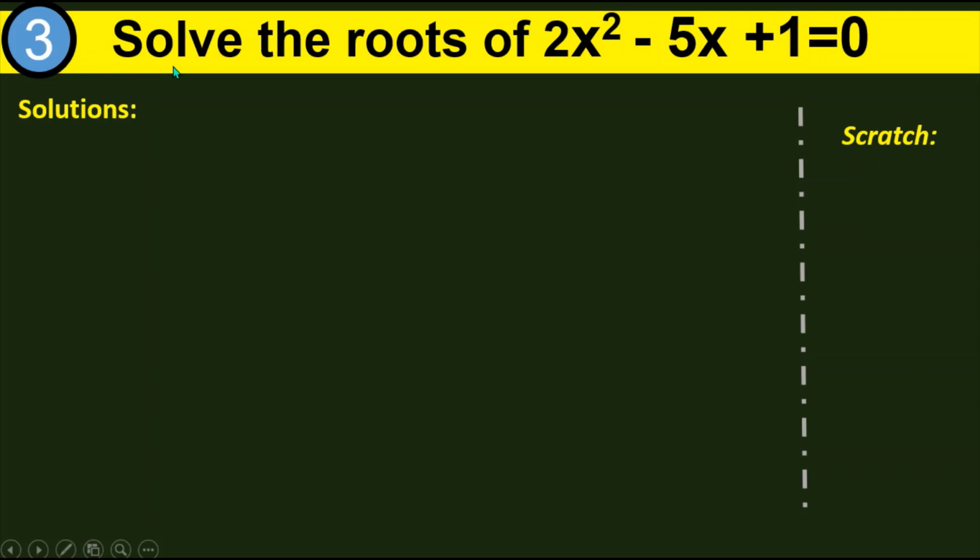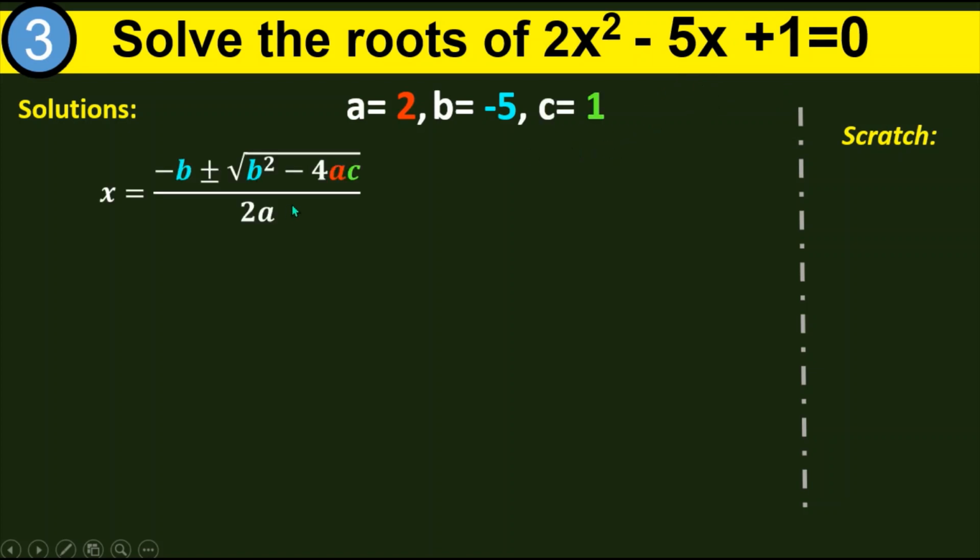Example number 3. Solve the roots of 2x squared minus 5x plus 1 equals 0. We all know that this equation is already in general form. So, let us get A. A is equal to 2, B is equal to negative 5, and C is equal to 1. Using this equation, let us substitute all those values to this formula.